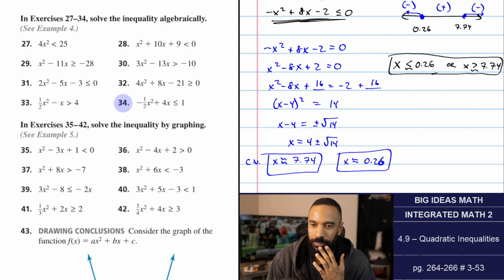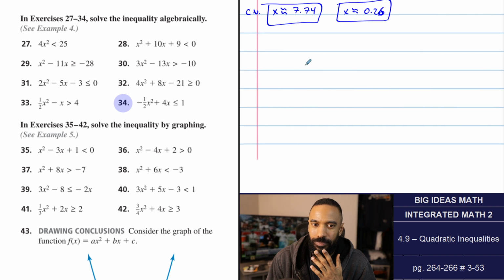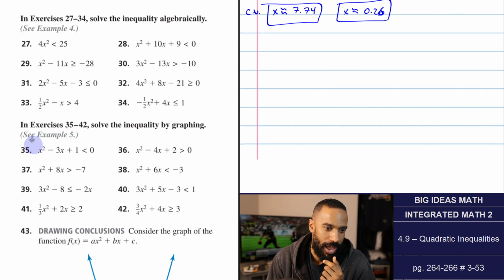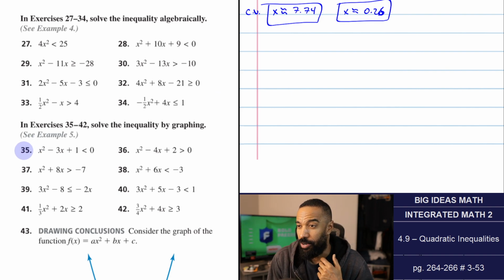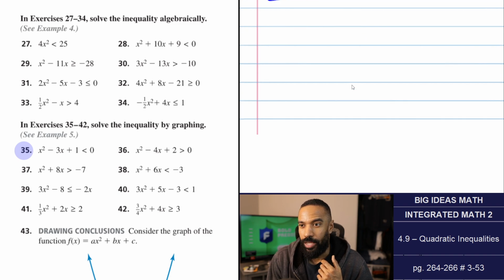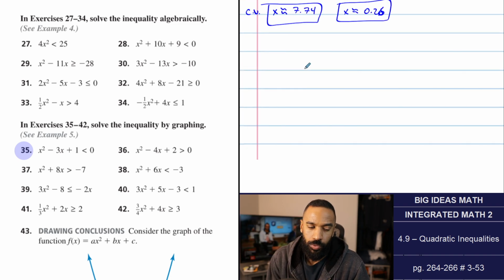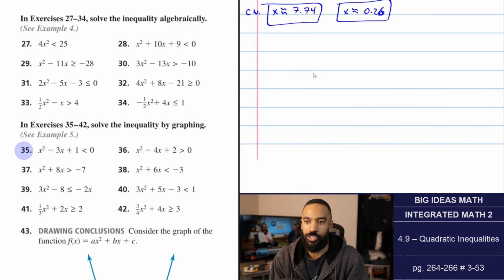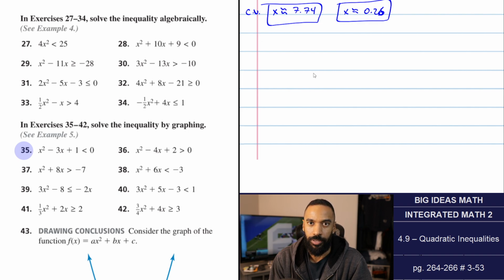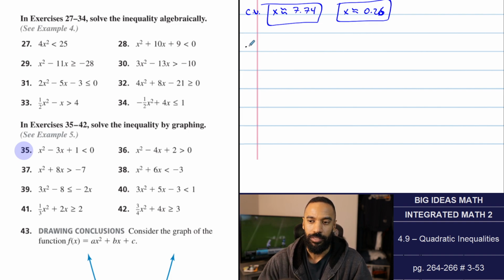Cool. Numbers 35 to 42, we're solving by graphing. And I'm looking at them, and I don't think they're helping us very much. A few of these will be fine for integers. They just won't have good x-intercepts, which means we might still have to use the quadratic formula or completing the square to get the intercepts. So it's not all graphing.